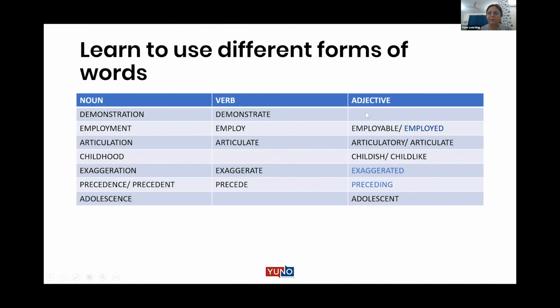So we have the word demonstrative also over here. Can we say articulate? Can you use the word articulate as an adjective also? Articulate speech. Articulatory, articulate. What you said was articulative, right? That was a good one.